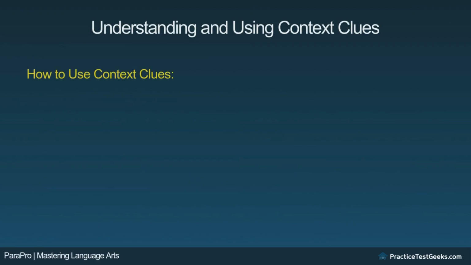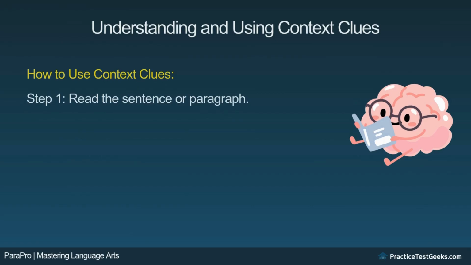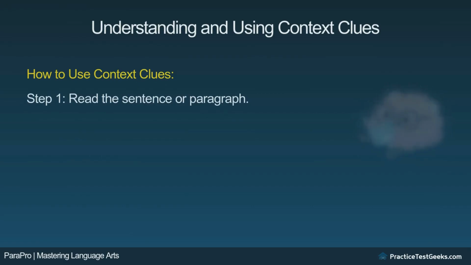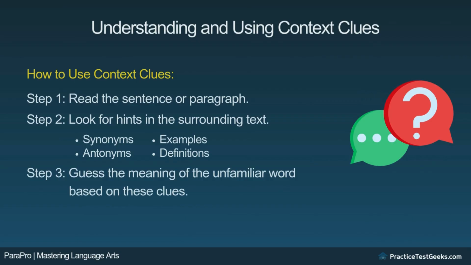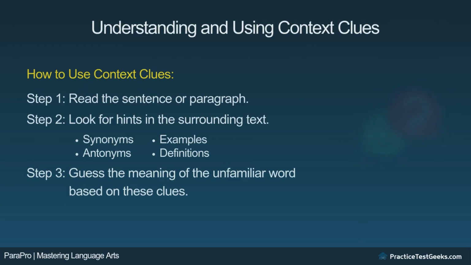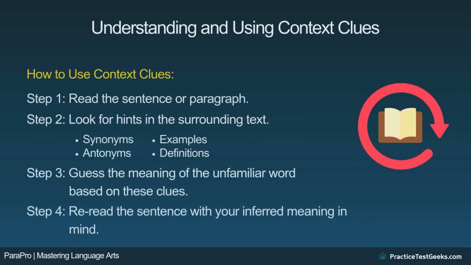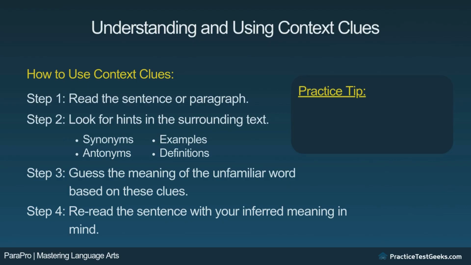How to use context clues. Step 1. Read the sentence or paragraph carefully. Step 2. Look for hints in the surrounding text, synonyms, antonyms, examples, or definitions. Step 3. Try to guess the meaning of the unfamiliar word based on these clues. Step 4. Reread the sentence with your inferred meaning in mind to see if it makes sense. Practice tip. While reading, highlight or underline unfamiliar words and try to deduce their meanings using context clues before looking them up.